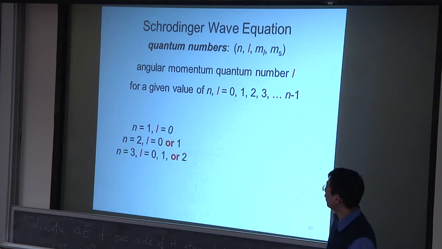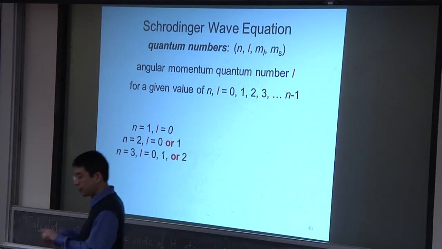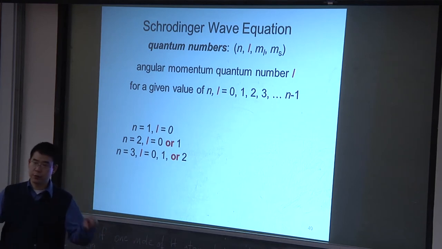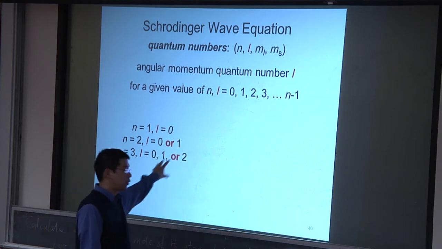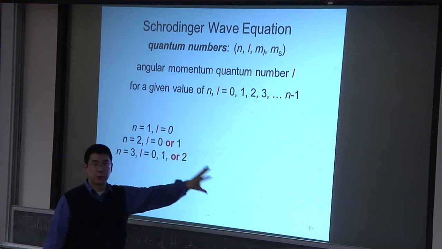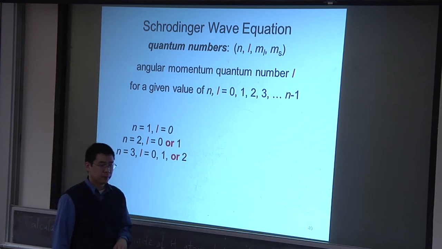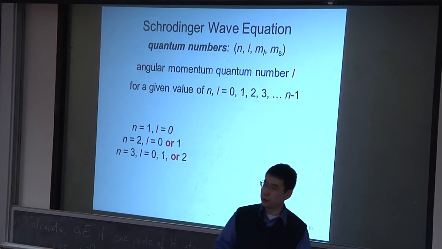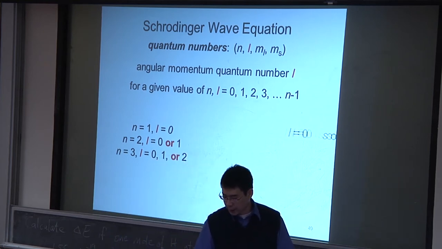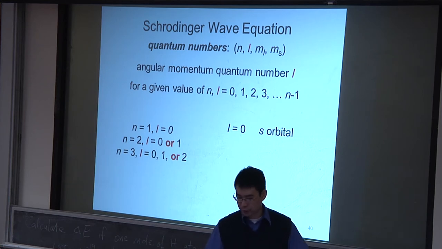And the value of L tells us something about the shape of the space where the electron is likely to be found. In the previous slide, we saw three spheres, three giant three-dimensional circles, small, medium, and large. That's one shape that can be associated with a wave function. And you notice that it said 1s, 2s, and 3s. We're going to talk about those letter designations.